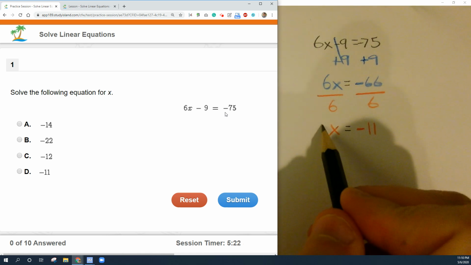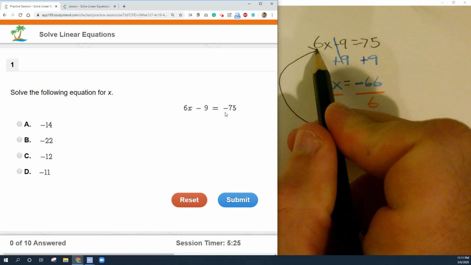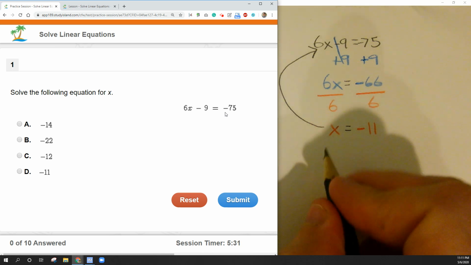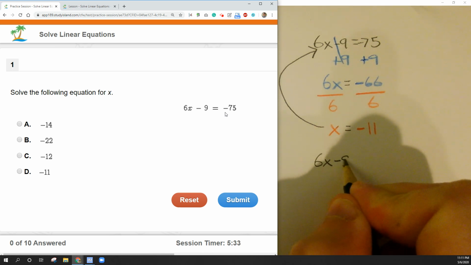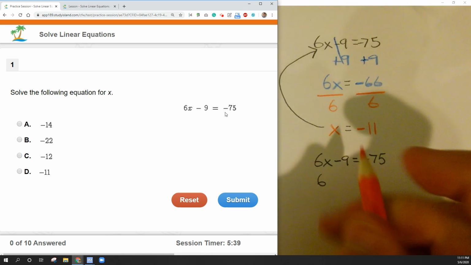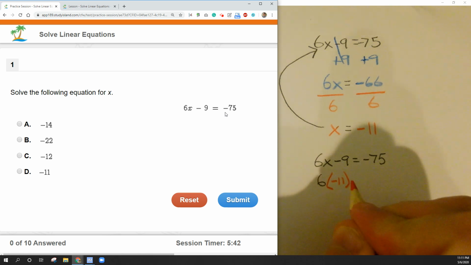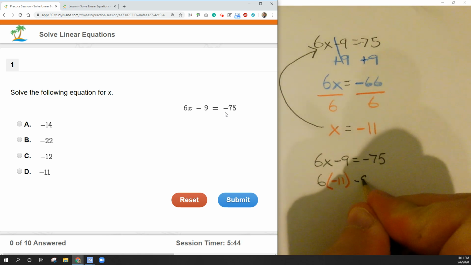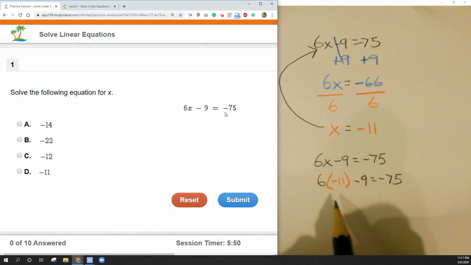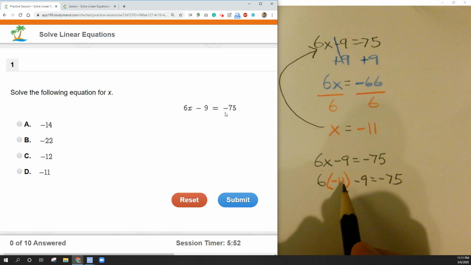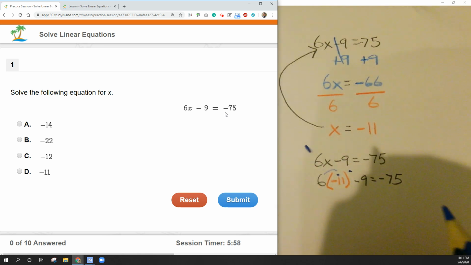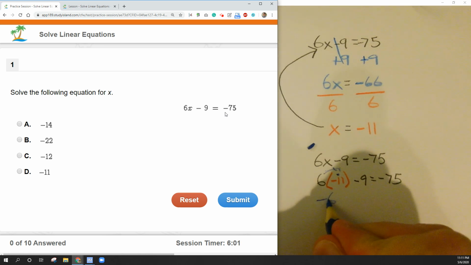And we could go back to our original equation and plug it in, and we could see if that actually works. Let's do that. If x is negative 11, then 6 times x minus 9 equals negative 75 turns into 6 times negative 11 minus 9 equals negative 75. Now you notice instead of using a multiplication symbol, I just put the negative 11 in parentheses, right? Well, what is 6 times negative 11? 6 times negative 11 is negative 66.